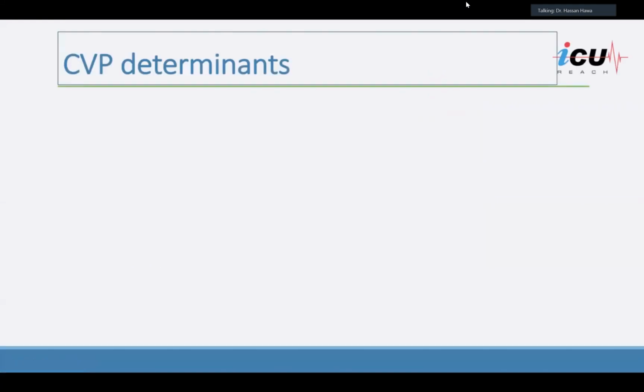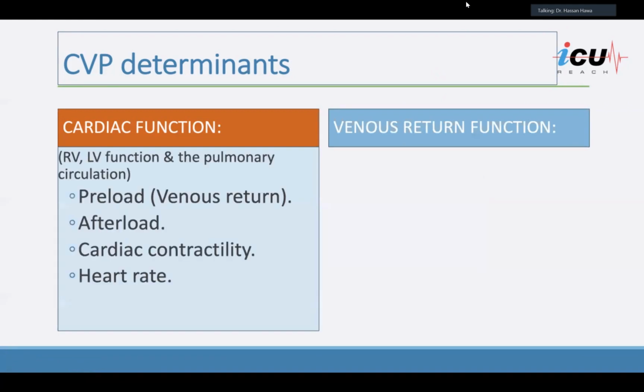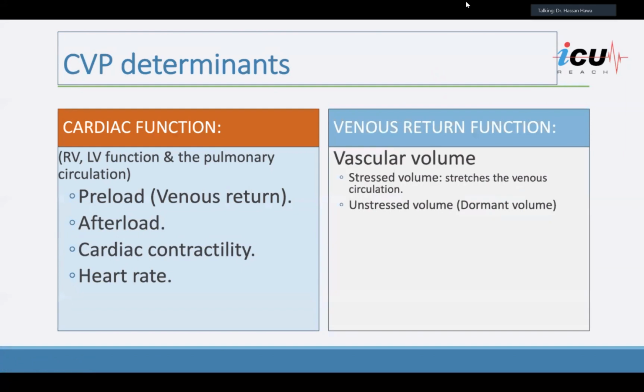So the central venous pressure determinants are quite related to the cardiac output, to the cardiac function, and to the venous return function. We know that the cardiac function is reliant on preload, afterload, cardiac contractility, and heart rate. On the other hand, the venous return function is related to the vascular volume. And here some authors divide the vascular volume into stressed volume and unstressed volume. I'll explain this later on. And then it also depends on the venous tone, the compliance of and the resistance in the venous bed.